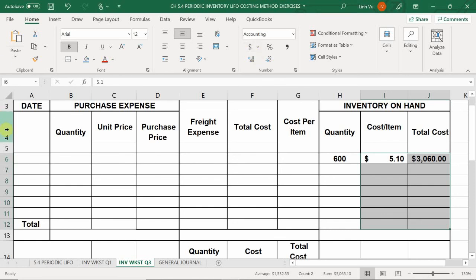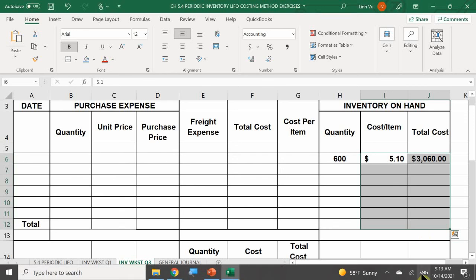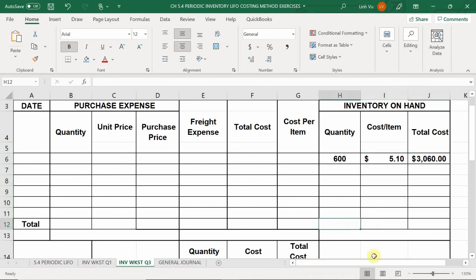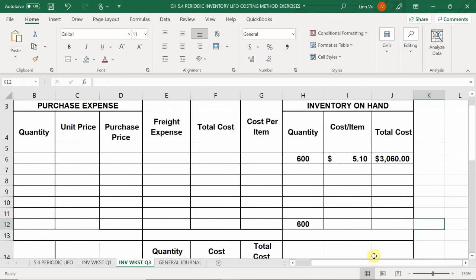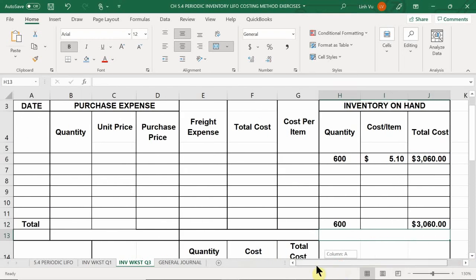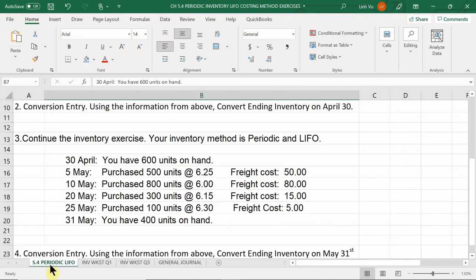Because we only have that one batch of inventory, we're just going to put these values down here, because it is important that we have these values here, as this is our beginning inventory. All right. So now let's practice journalizing the second half and also fill in the worksheet.